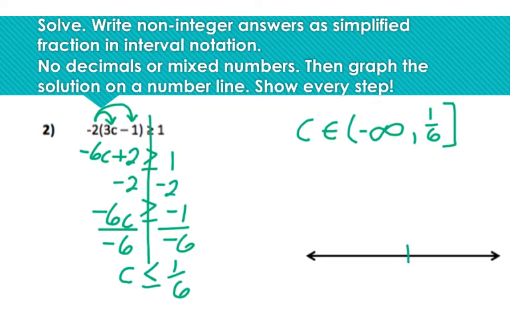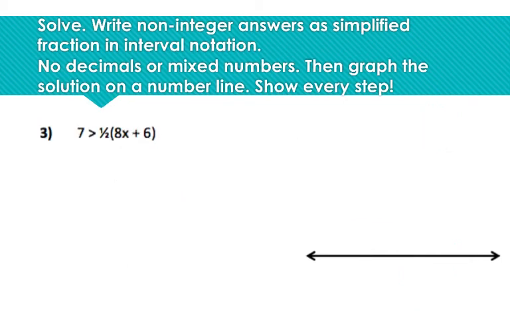Graphing, we have 1/6, and then to the right we'll have 1, to the left 0. And we're going to have a closed circle, and our arrow is going to go left to negative infinity.